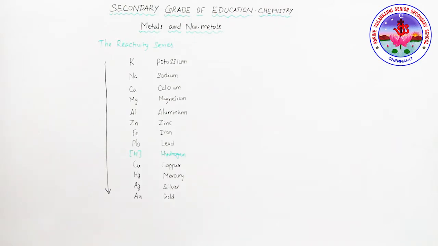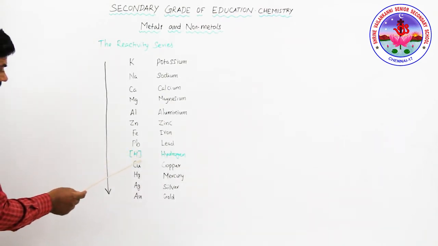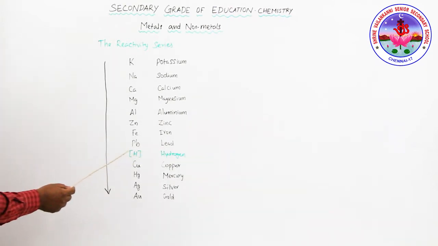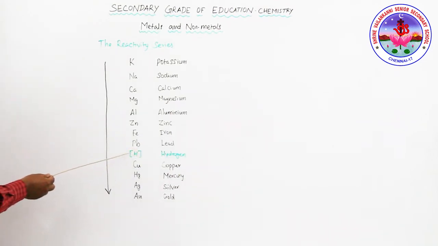Why is hydrogen placed in the metal reactivity series, when hydrogen is a non-metal? Because hydrogen is electropositive in nature. Based on this, it has a standard electrode potential of 0 at 298 Kelvin. You are going to learn about standard electrode potential in higher classes. That is why the standard electrode potential of hydrogen is 0 volt. So hydrogen is electropositive in nature, and that is why hydrogen is placed in the metal reactivity series.